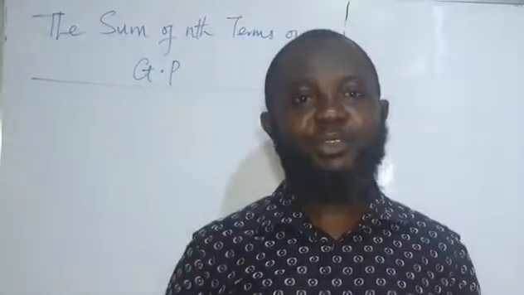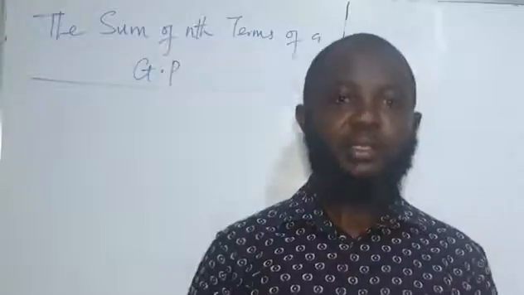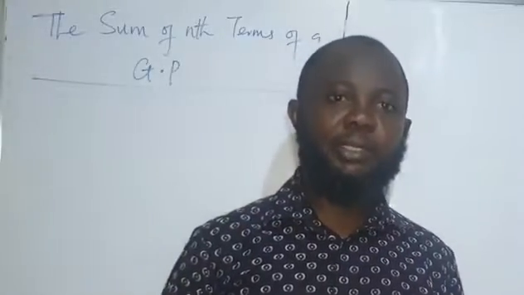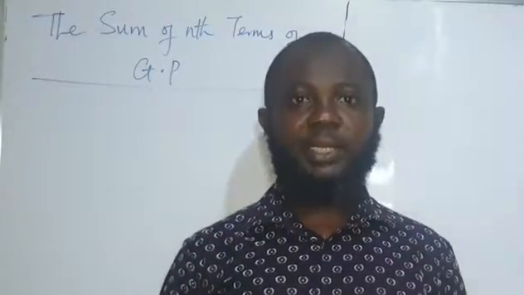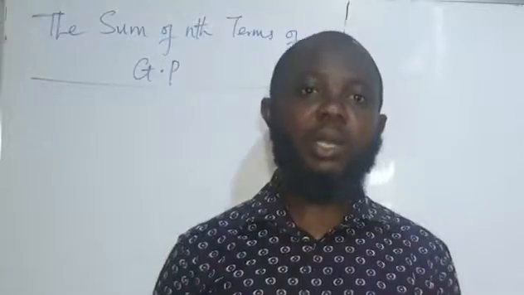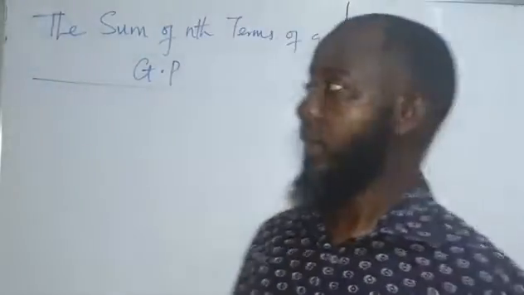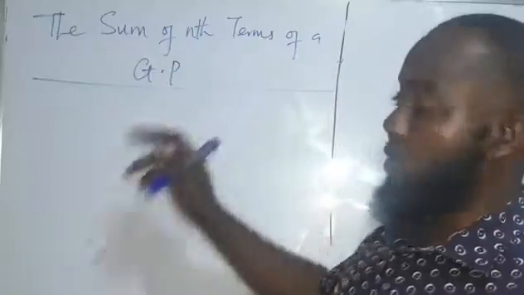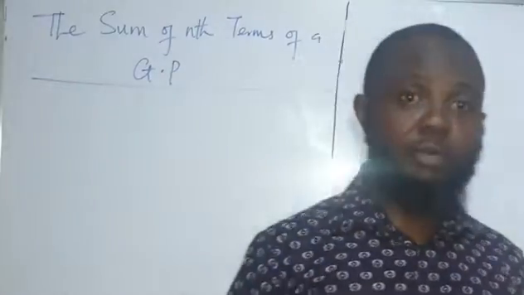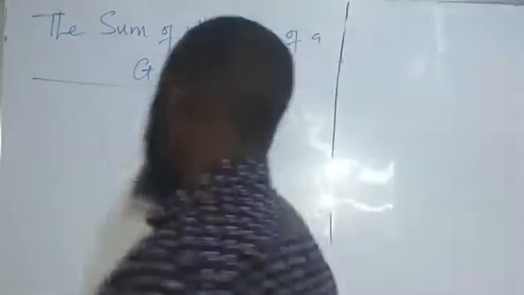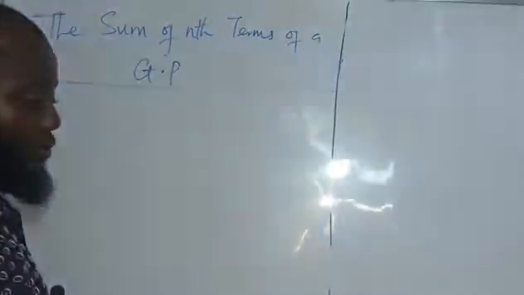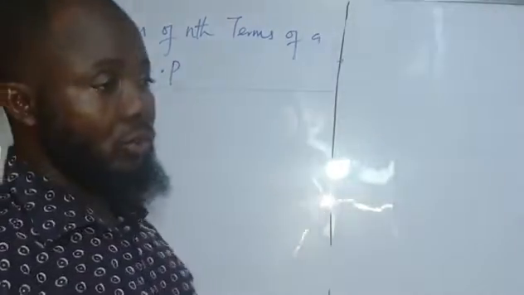In this class, we continue our discussion on sequence and series. We've talked about AP and we also started GP. So today we want to look at the sum of the nth term of a GP, when you have a GP and you want to add the terms together. And how do you go about it?